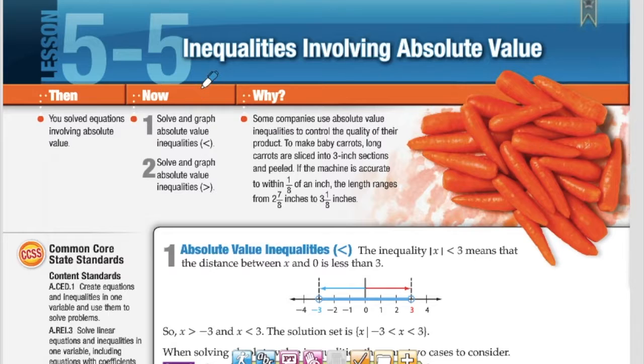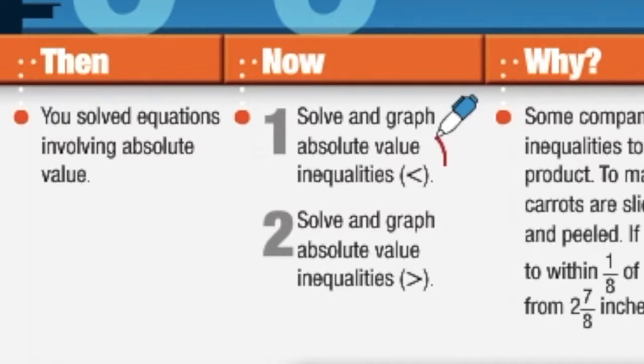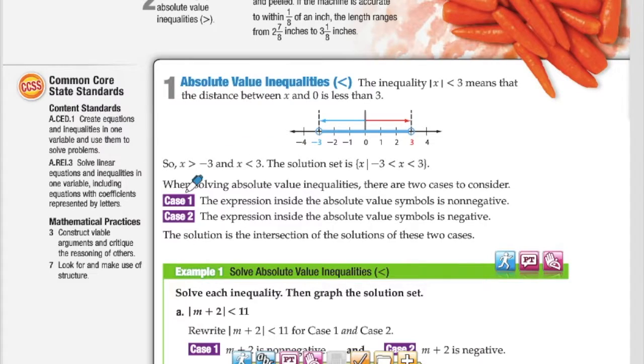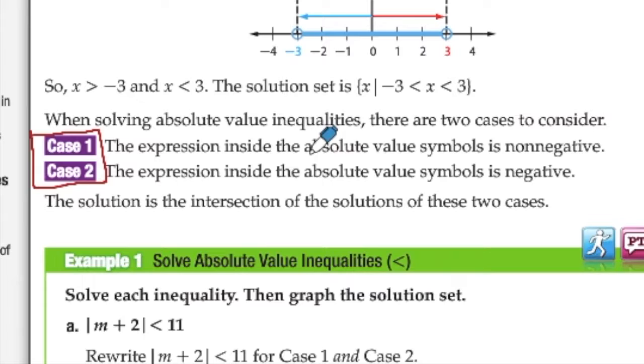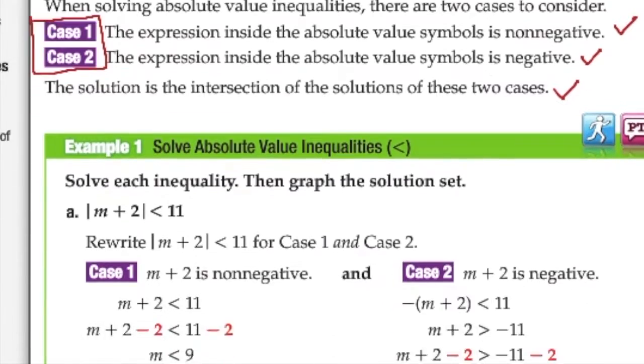In Lesson 5.5, you're going to be looking at inequalities involving absolute value, and you will solve and graph absolute value inequalities. For example 1, it gives you two cases to consider. Please make sure that you write those down in your notes. The expression inside the absolute value symbols is non-negative, and the expression inside the absolute value symbols is negative. And then the solution is the intersection of the solution of those two cases. So let's take a look at how that works out.